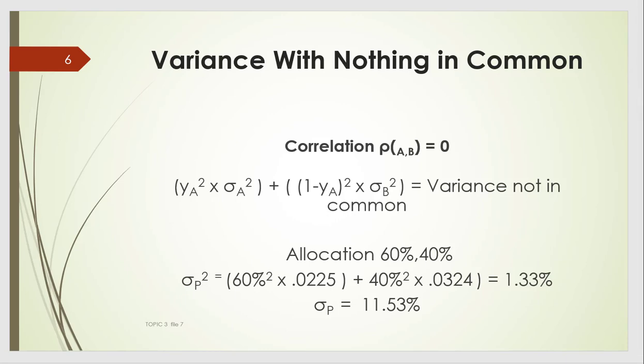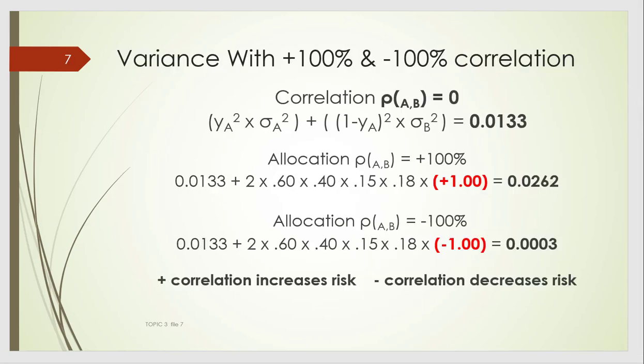Now let's switch and make it a positive 100% and negative 100%. So if the correlation is 0, I have 0.0133 as the variance. I'm going to substitute at the beginning of the line with 100%. So I have 0.0133 plus 2 times the allocation of A times the allocation of B times the standard deviation of A times the standard deviation of B times 100%. Notice the variance doubles. It goes from 0.0133 to 0.0262, almost doubles anyway.